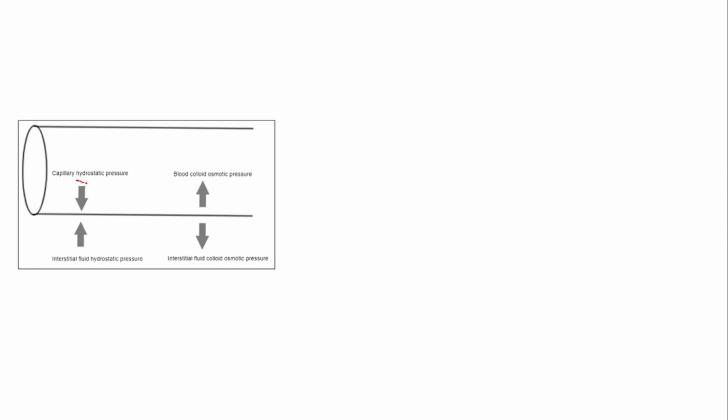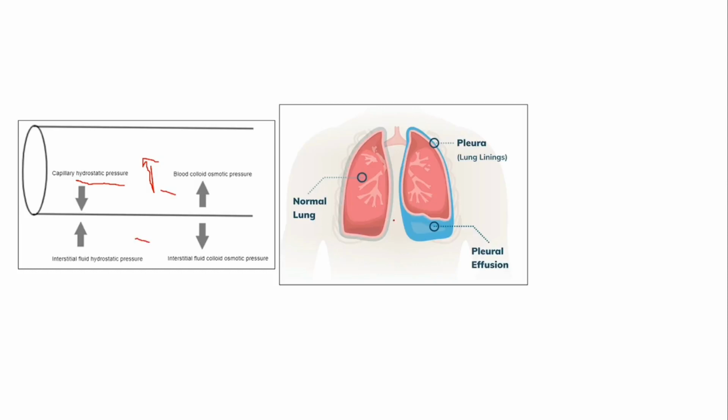Now when the hydrostatic pressure increases, as I previously discussed, the fluid will diffuse from the vessel into the interstitium. Here you see the parietal pleura and the visceral pleura, and normally there is very little fluid here, but due to this mechanism the fluid will accumulate between the visceral and the parietal pleura, which is called pleural effusion.